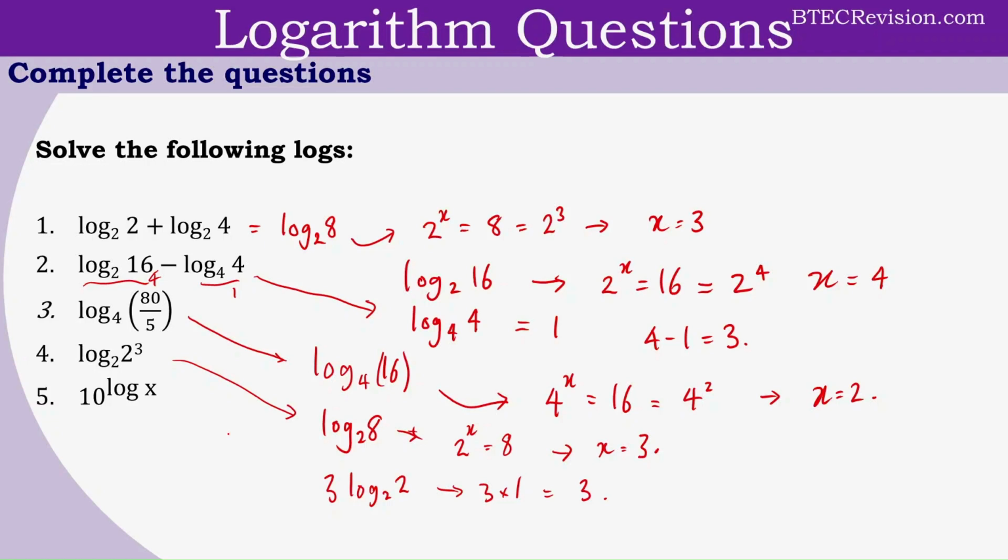For question number 5, we can see that we have log and there's no base. So when there's no base written, we can assume that to be 10. So therefore, we can write this as 10 to the power of log base 10 of the number x. And using log rule number 7, we know that this is equal to x.